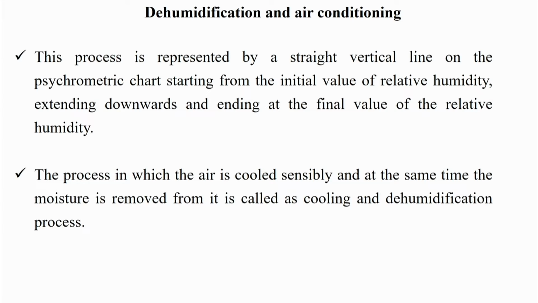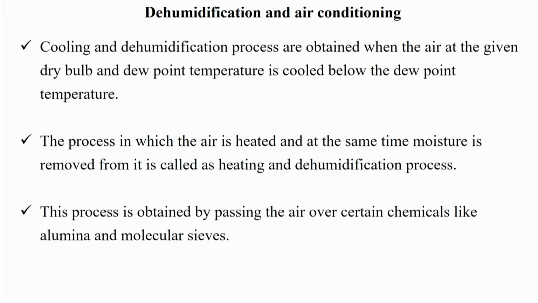The process in which air is cooled sensibly and at the same time moisture is removed from it is called the cooling and dehumidification process. It is obtained when the air at a given dry bulb and dew point temperature is cooled below the dew point temperature. The process in which the air is heated and at the same time moisture is removed from it is called the heating and dehumidification process. This process is obtained by passing the air over certain chemicals such as alumina or molecular sieves.